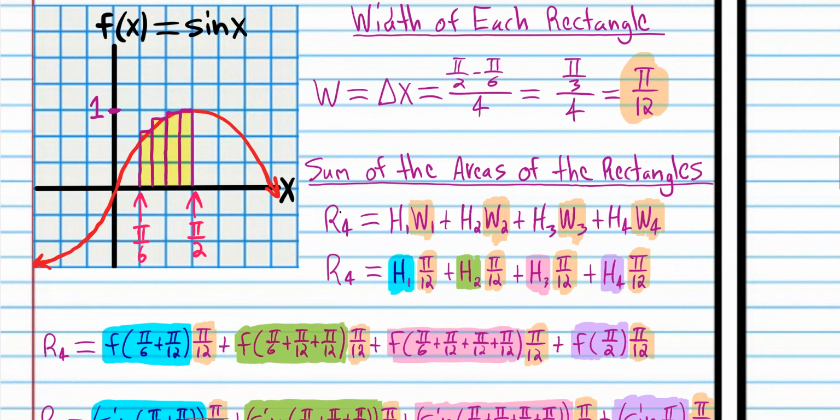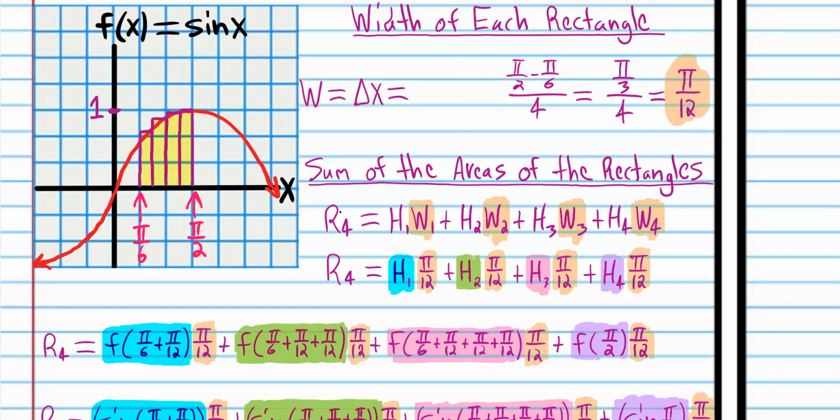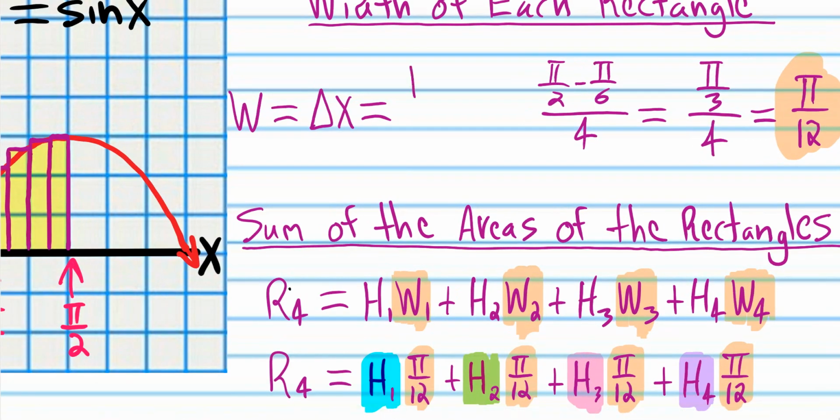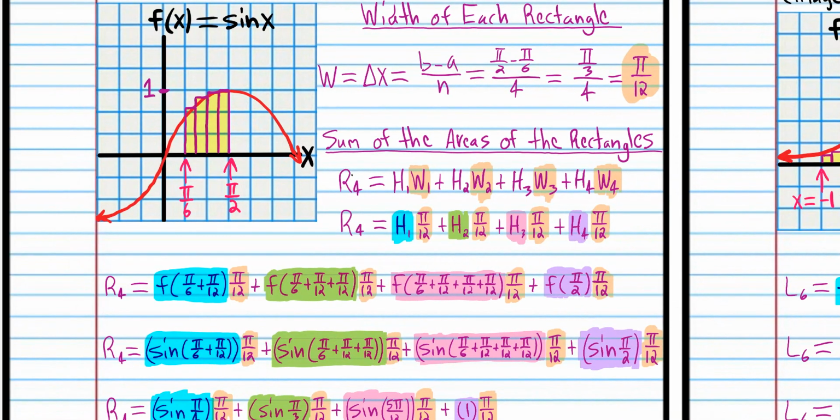We have the same widths because the A and B are the same for these. And I'm going to go ahead and write that formula. I didn't write that formula here. So we have B minus A over N. That's our formula, right? A and B are the same. We're still using the same number of rectangles, so we have the same width.